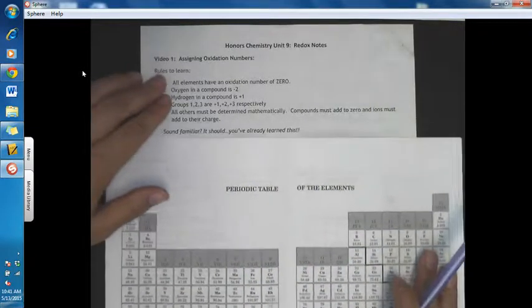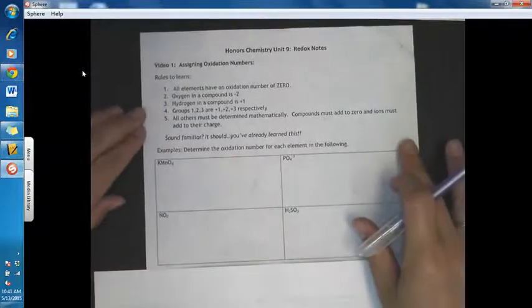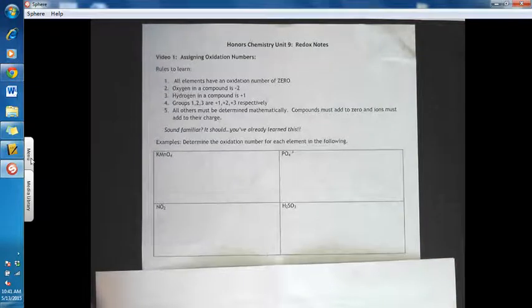So let's go through a couple of examples. Like I said, you've already learned this before. You just haven't realized you've learned it necessarily. I'm going to zoom in.